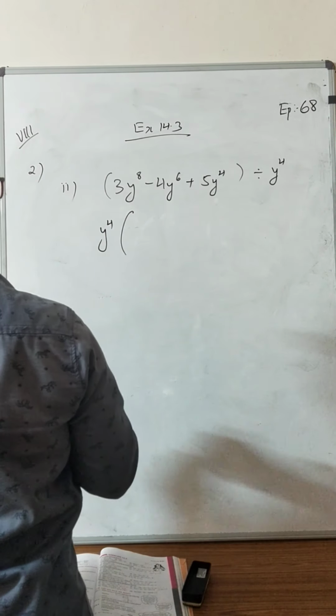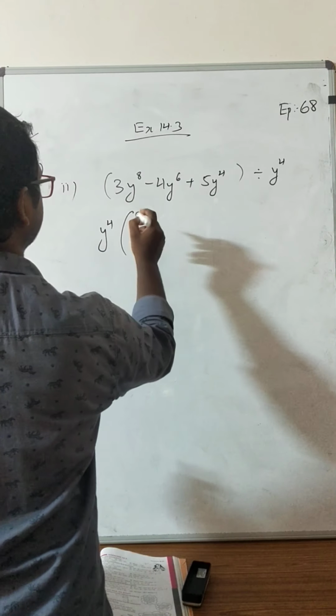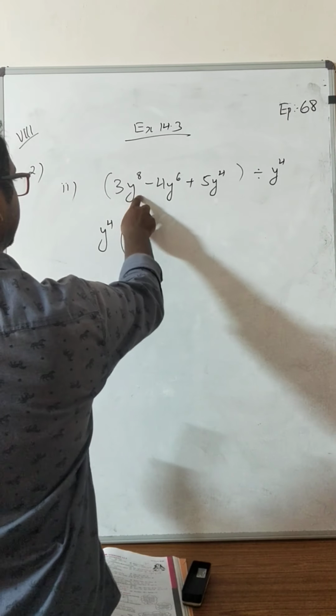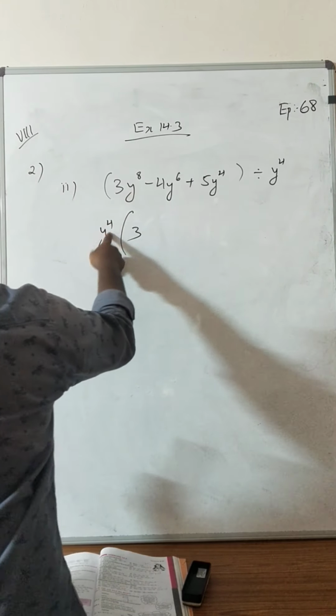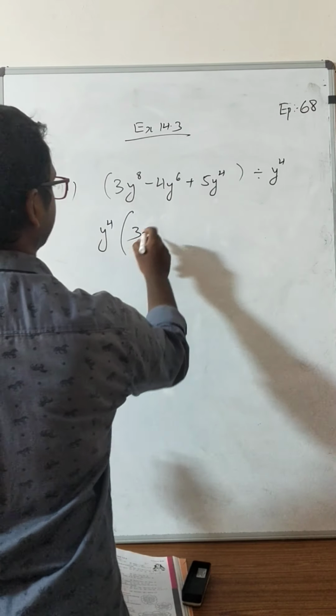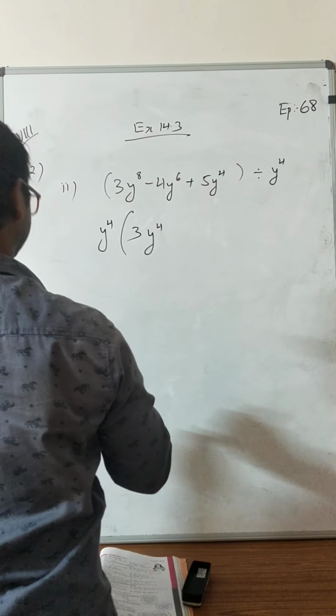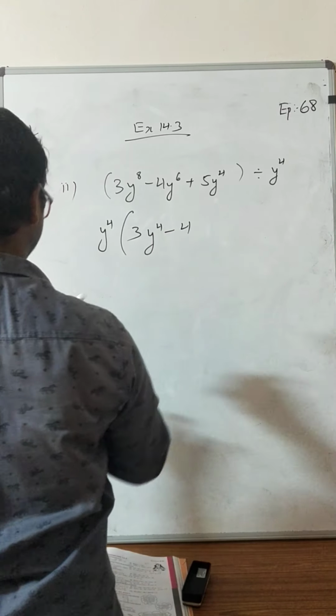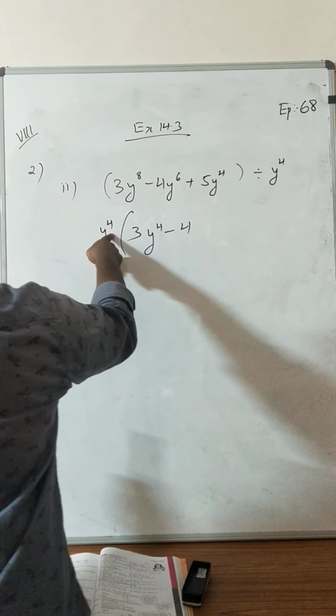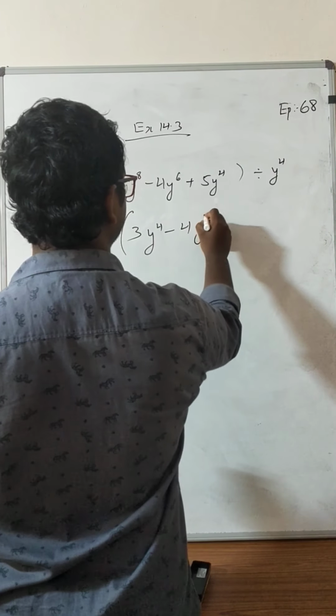When we take y power 4 as common, here the number will be 3. Here out of 8, 4 has come out. How much is left? 4 is left. Here minus 4 will remain same. Out of 6, 4 has come out. How much is left? 2 is left.